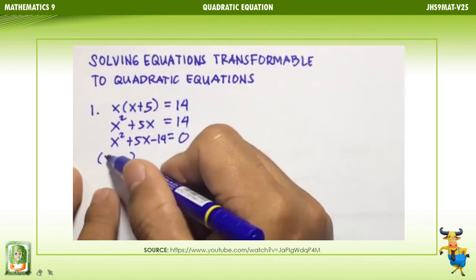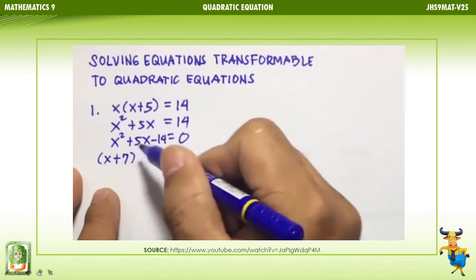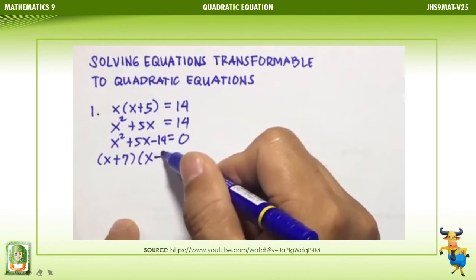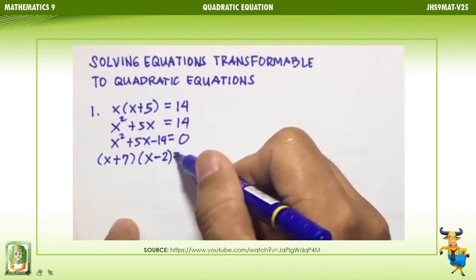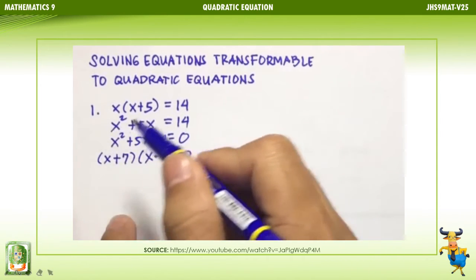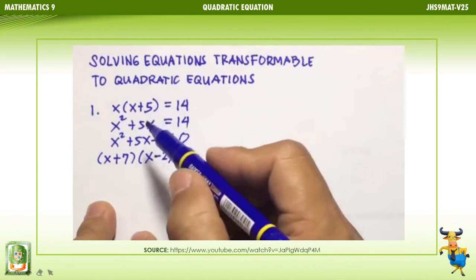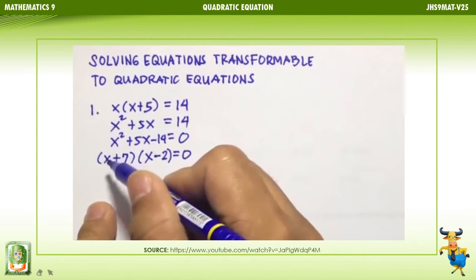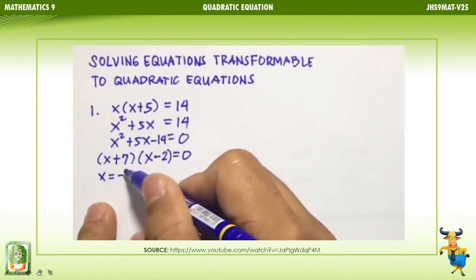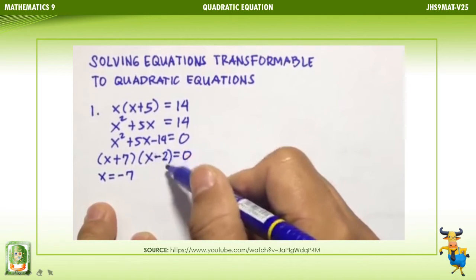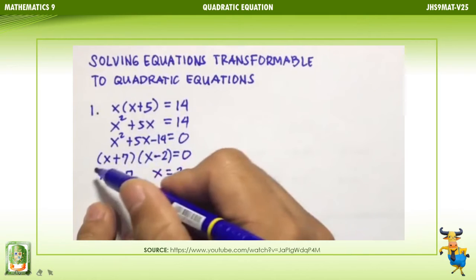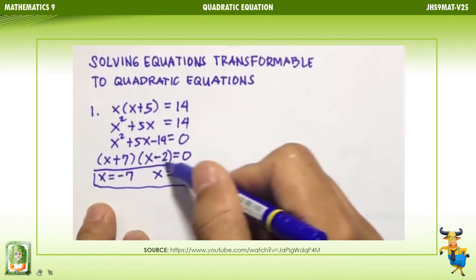So we're going to have here x plus 7 times the quantity of x minus 2, then this is equal to 0. Then in here, using the zero product property, we have x plus 7 equals 0, and x here is equal to negative 7, and in here x is equal to 2. So this will be your answer.